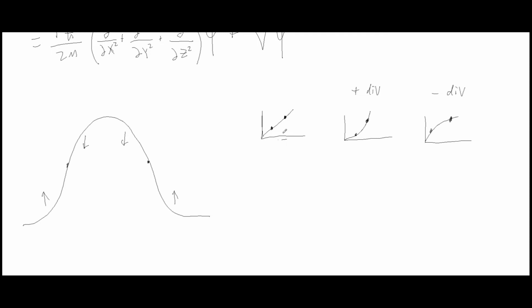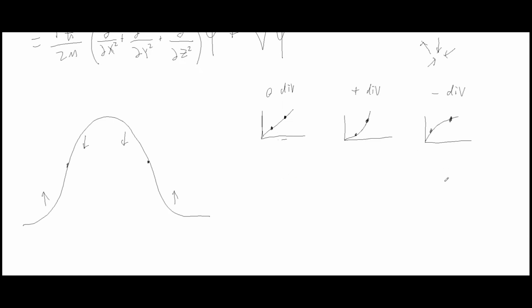And so these are the gradients. If we have this linear gradient, then there is zero divergence. If we have this upward gradient, then we have positive divergence. And if we have this sort of plateauing gradient, then we have negative divergence, which means that there is more coming in than there is going out right there.